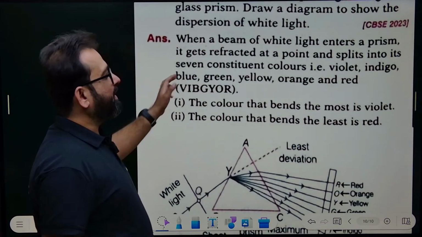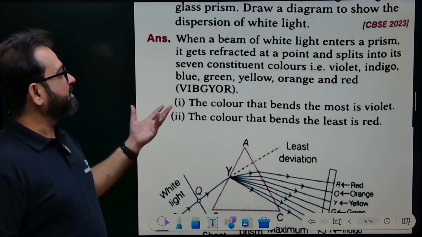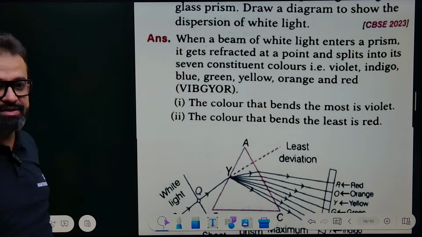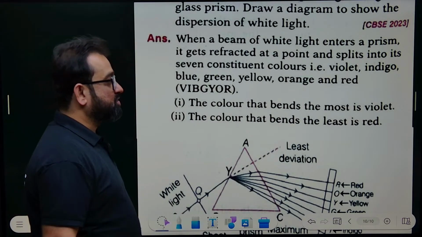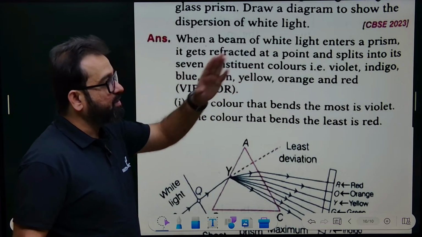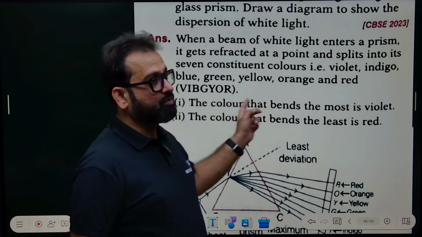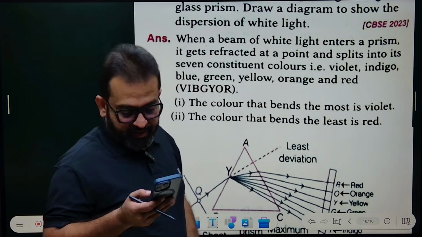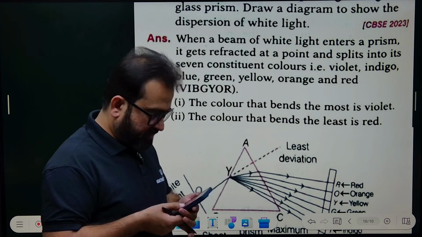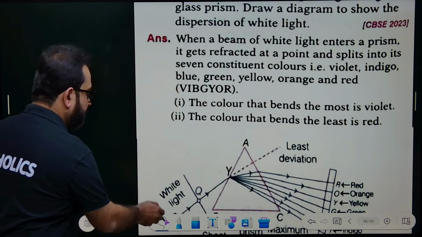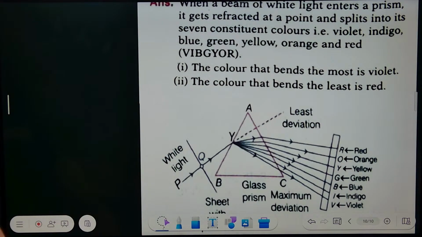So when a beam of white light enters a prism, it actually gets refracted at a point, yes or no? And through refraction, it splits into 7 colors, from violet to red. VIBGYOR. Yes or no? Okay. So focus on this diagram. Let me correct the focus over here.